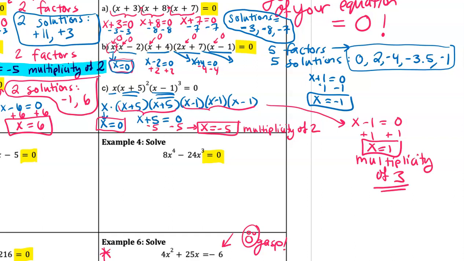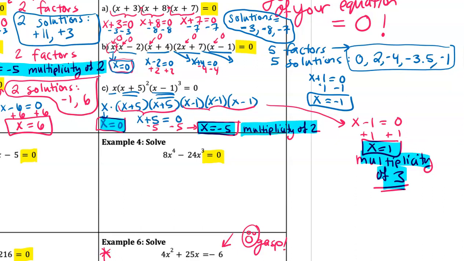Now again, you might be thinking, what is the big deal about these multiplicities? Like, can't I just say that I have solutions of 0, -5, and 1? And the answer is yes. Those are our solutions, 0, -5, and 1. But remember, we're going to use this stuff to graph eventually in our next unit, so it will have an impact on the actual graph.